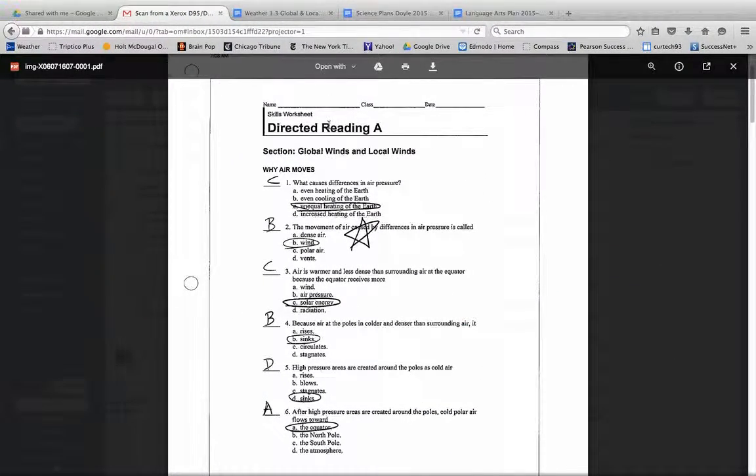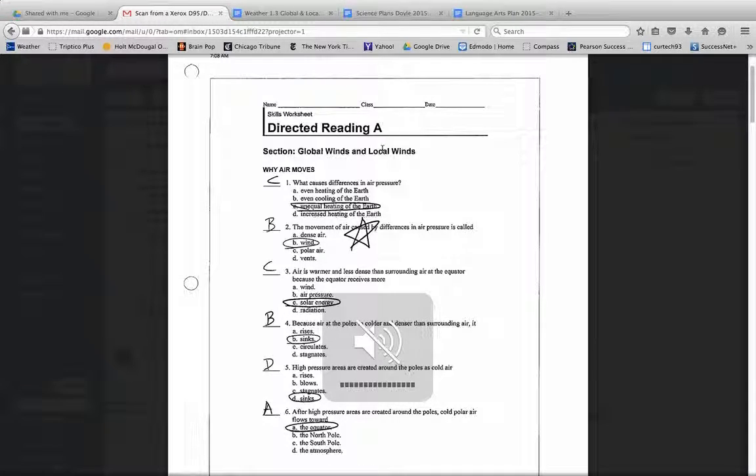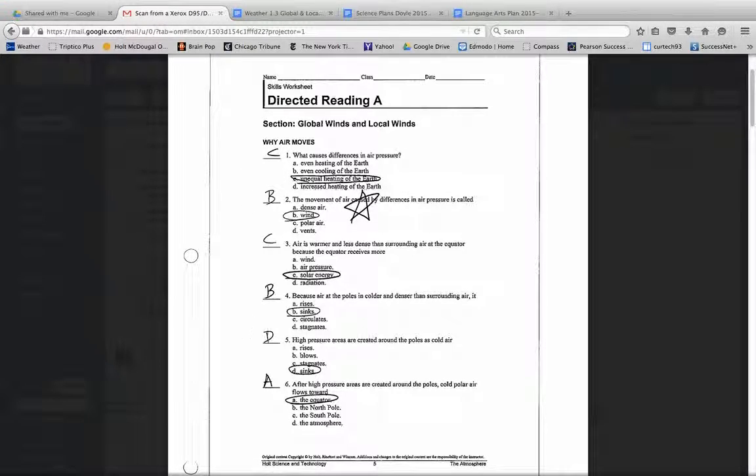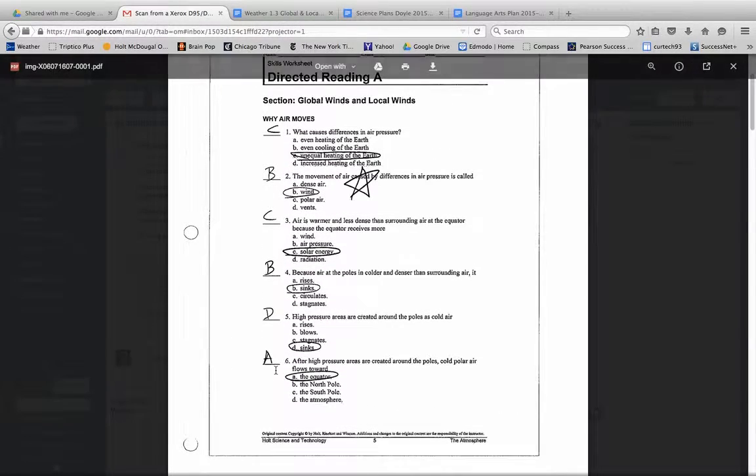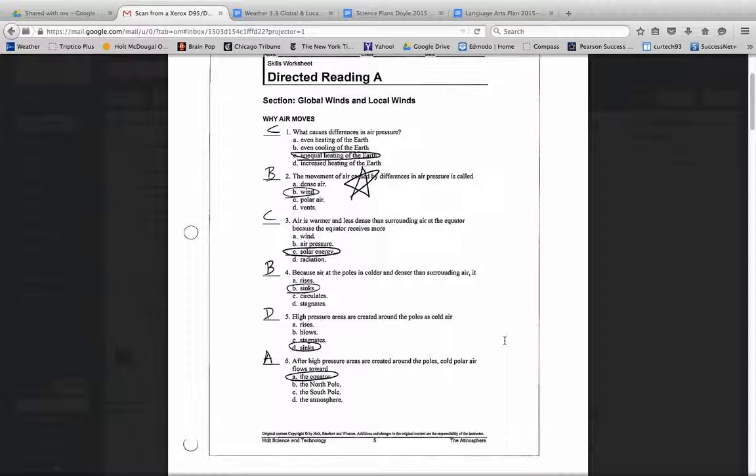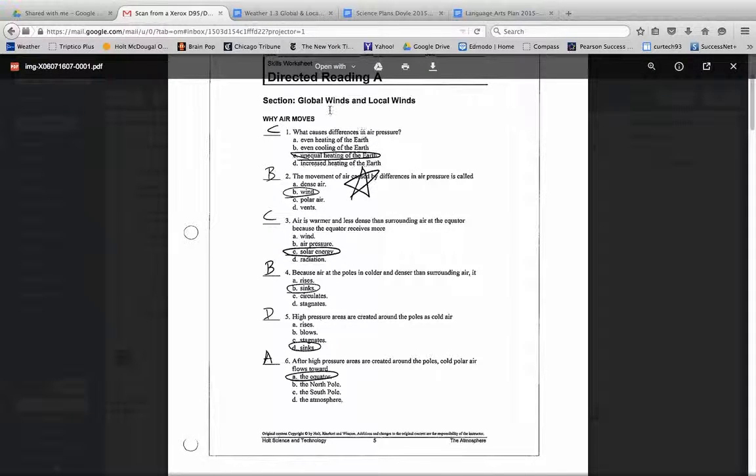Let's take a look at directed reading A for global winds and local winds. This is Chapter 1, Section 3. Remember as you're going through to make any corrections that you need to make on your own worksheet. Also feel free to write down in the margins any notes, anything that I explained differently than the book.